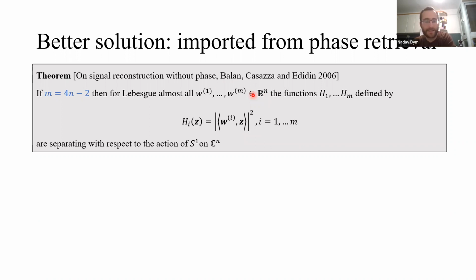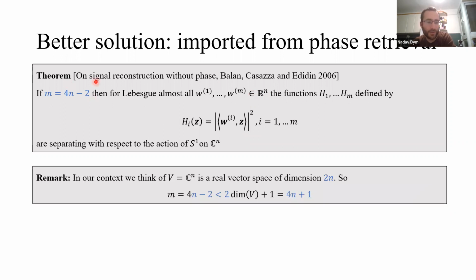In terms of the actual number, 4n sounds like 4 times the dimension, but really we need to think of Cn as a 2n dimensional vector space over the reals. By the way, there's a mistake; this should also be Cn, sorry. The cardinality we're talking about here is 4n minus 2, which is similar to or a little better than the 4n plus 1 we talked about before. So it's twice the dimension of v, plus 1, minus a little bit. Essentially it's the same type of result we had before.